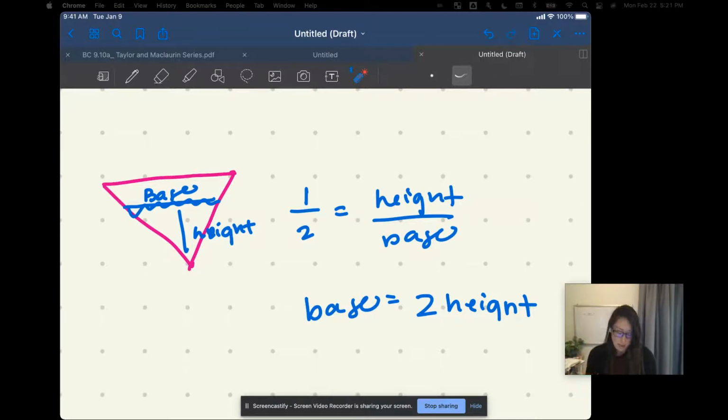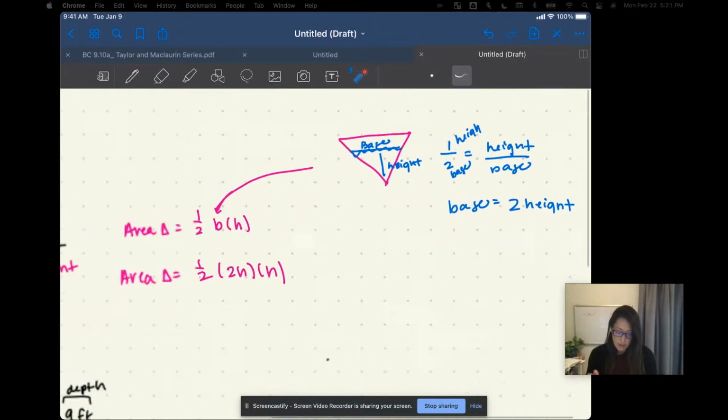So I set up 1 as the height and 2 as the base, and that is equal to the height over any base. Then I solved by cross multiplying. So 1 times the base gives me the base, and 2 times the height gives me 2 times the height. So basically the base is always twice the value of the height.